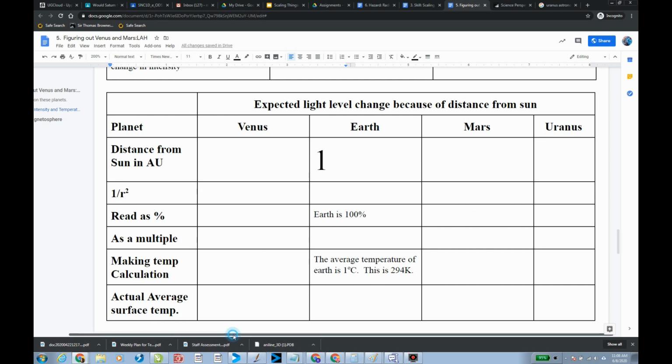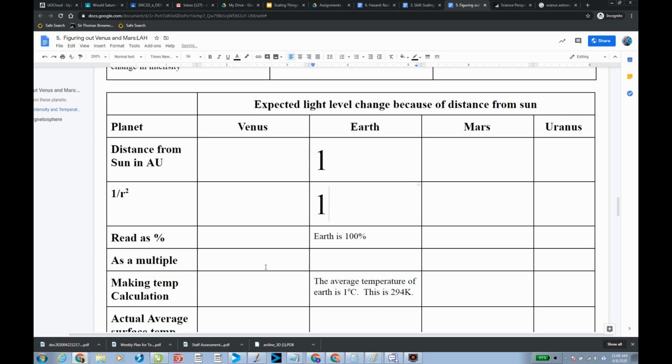So we want to take a look at what Newton's law would predict as a surface temperature, and I'm going to do an example with Uranus. Earth is 1 unit away from the sun, 1 astronomical unit, which you calculated in your assignment. So 1 over 1 squared is 1. Earth has 100% sunlight. As a multiple, we would call this 1 times, or 1x, like a microscope that says 1x magnification.